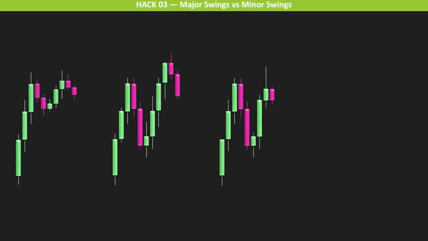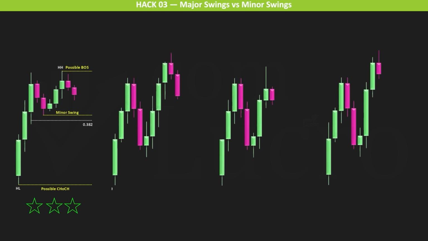Now take a look at these examples. In the first case, none of the pullback criteria are present, so this level is classified as a minor swing. Any retracement around this area is considered weak and unreliable. In the second case, we have a confirmed break of structure and a valid retracement that reaches at least the 38.2% level. But there is no imbalance. For that reason, this level qualifies as a valid pullback reference, but only with 2 out of 3 criteria met.